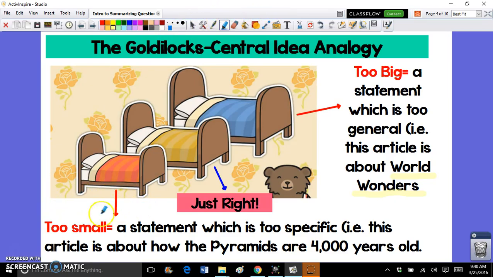The too small bed is like the central idea statement that is too specific. Usually the too small statement is more like a detail. So, for example, using that same text, World Wonders Worn Down, if you said that article was about how the pyramids are 4,000 years old, absolutely not. That is a detail from the article, but it is way too specific. The whole article is not about the pyramids being 4,000 years old. You might be able to write an article about that. This could possibly be the central idea for a different article, but for this one, it is too specific.